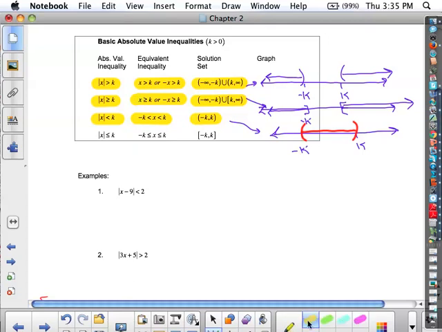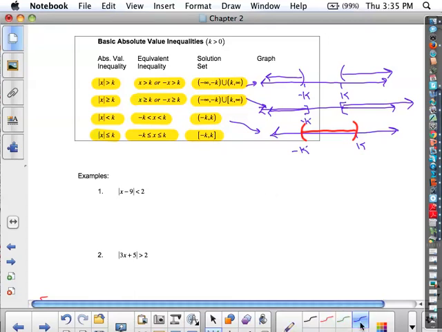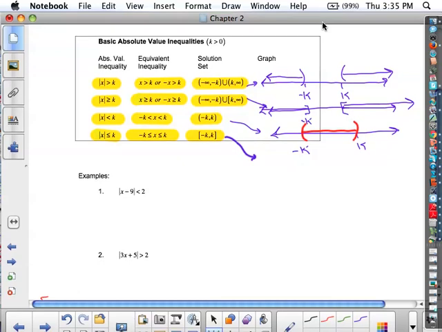The next one, the absolute value of x is less than or equal to k. So therefore x is greater than or equal to negative k, and less than or equal to k. The region looks similar to the one above, except this time we will have brackets. So for this, the graph looks like minus k to k, and the solution region is between those two.